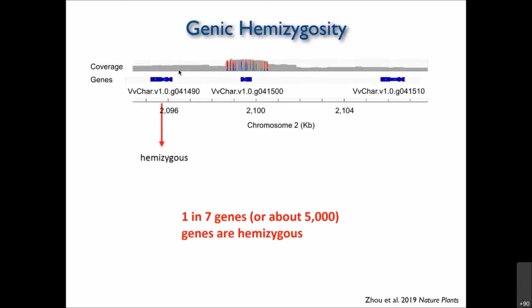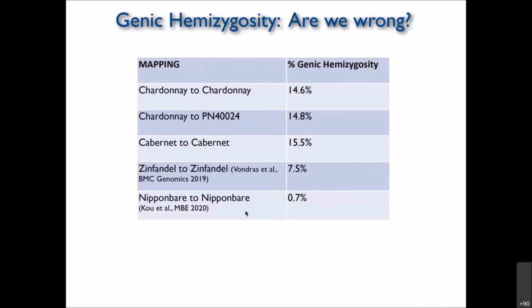To estimate how many genes were hemizygous, because we had long read sequencing, we actually required positive information about hemizygosity. That is, we required a read that mapped on either side of the gene but lacked the gene itself. So it's pretty strict, but we still thought maybe we're completely wrong. So we did this comparing Chardonnay reads to the Chardonnay reference. We got about 15% of genes are hemizygous. They're only one copy. They don't have 2 alleles.